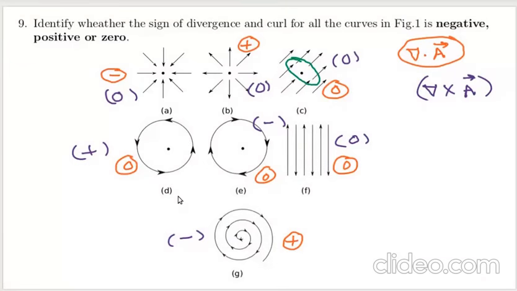In the D and E figures, you will see there is no divergence, but there is a rotation. If you curl your fingers and your thumb is coming towards you, you will say that the curl is positive. And if you curl the fingers and the thumb is going inside the plane, then you will say that the curl is negative. So in this figure, curl is positive, and in this figure the curl is negative.